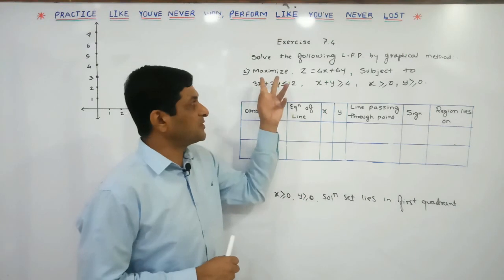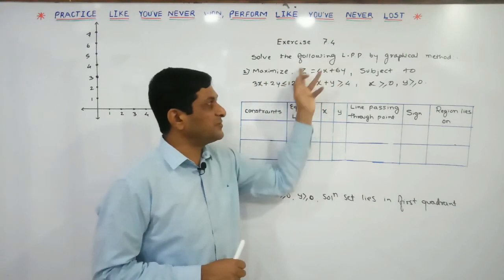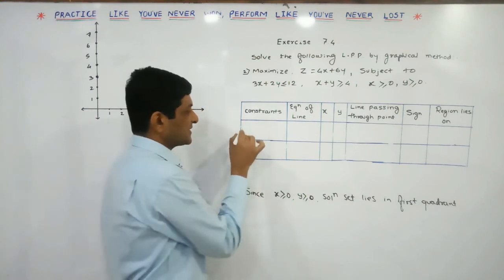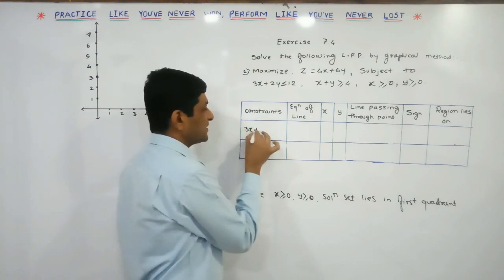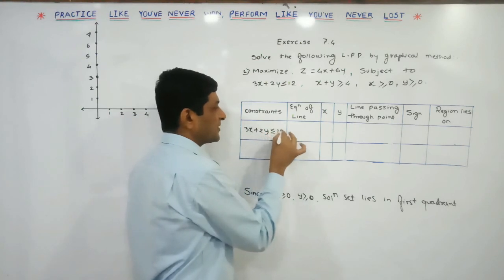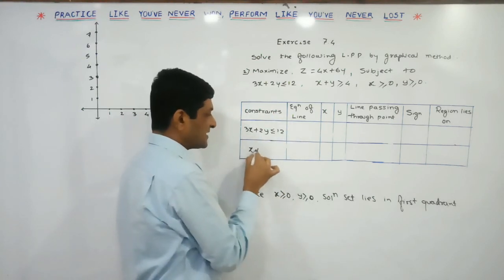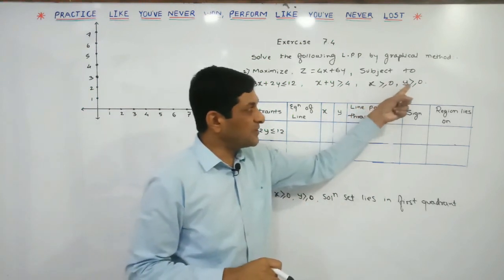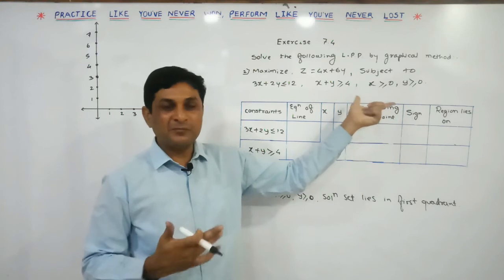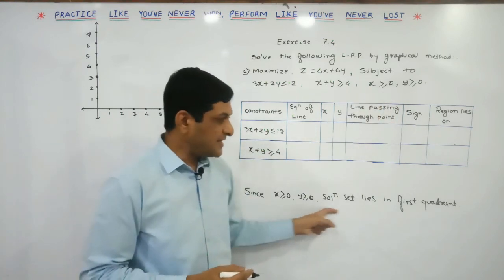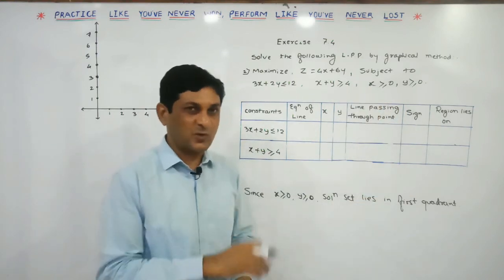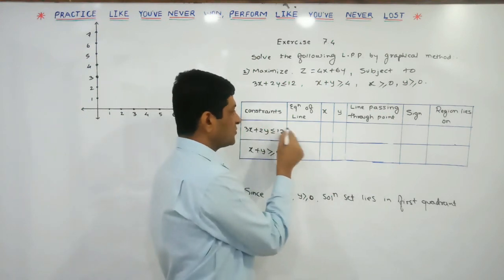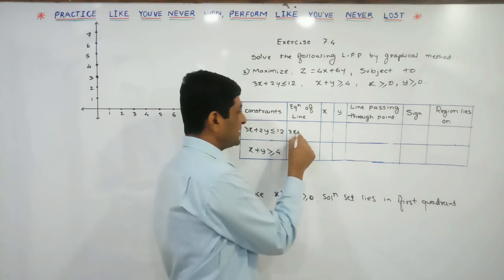First, observe the example: we have to maximize this objective function subject to the given constraints. The first constraint is 3x plus 2y is less than or equal to 12, and the second constraint is x plus y is greater than or equal to 4. The third and fourth constraints are non-negative restrictions, which imply that the solution set lies in what? The first quadrant.